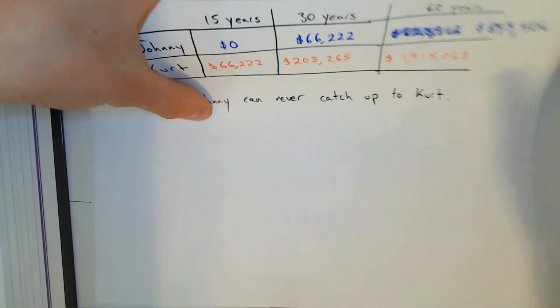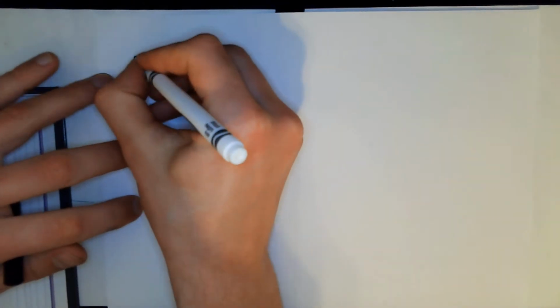All right, so now let's move to the next formula, which is going to be the annuity formula for finding payment amounts.